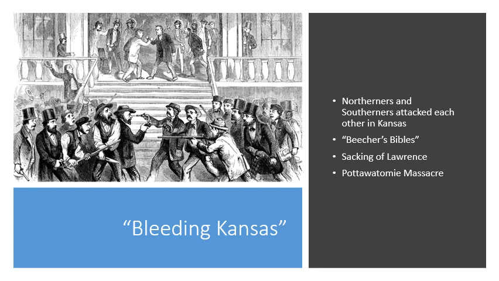You get the term Beecher's Bibles. This is what abolitionist, pro-free state mobs refer to. They refer to their guns as Beecher's Bibles, based on Henry Ward Beecher, who was a famous New England abolitionist. You also get the conflict known as the Sacking of Lawrence. This is in 1856, when pro-slavery activists attacked and ransacked the town of Lawrence, Kansas, which had been founded by anti-slavery settlers from Massachusetts who were hoping to make Kansas a free state.